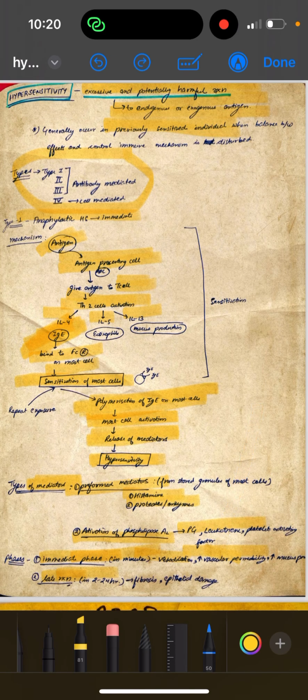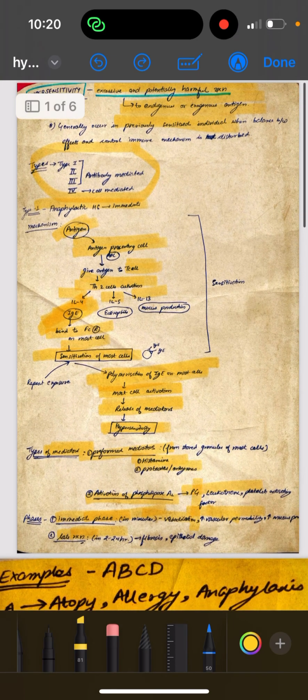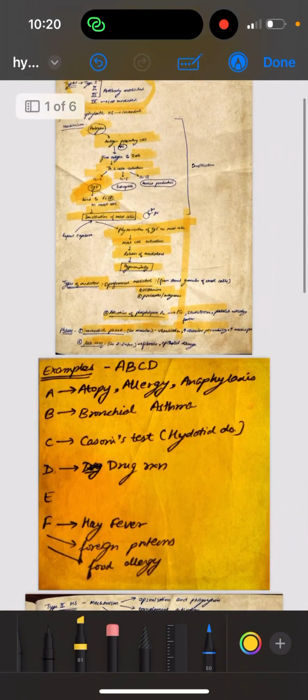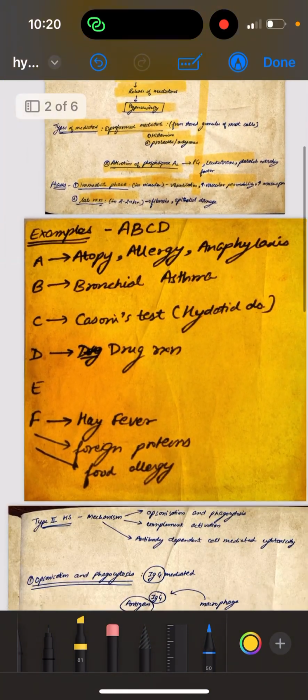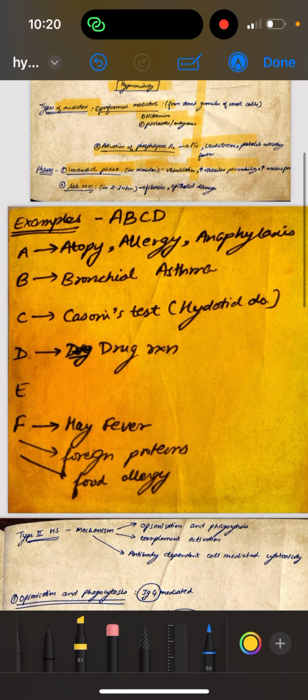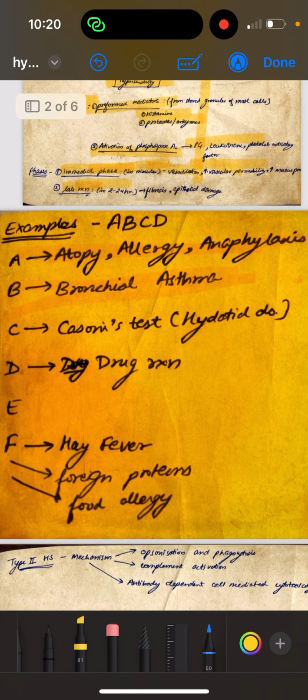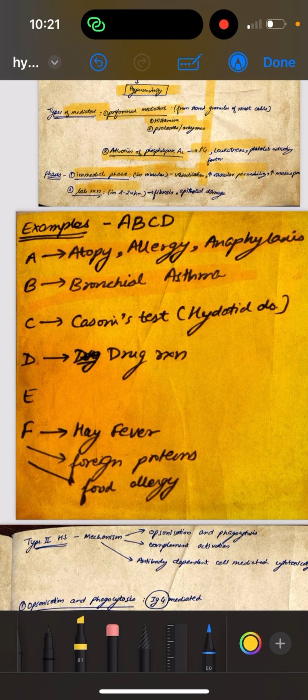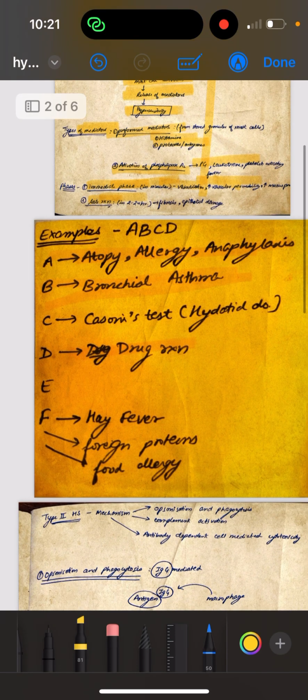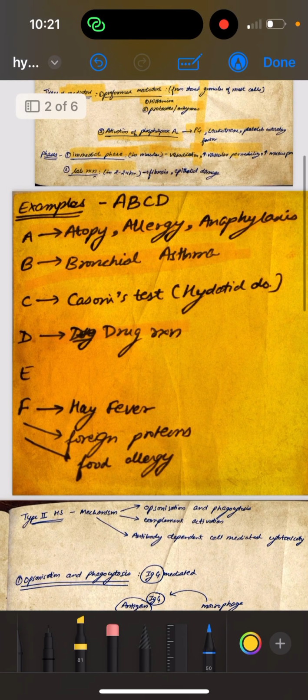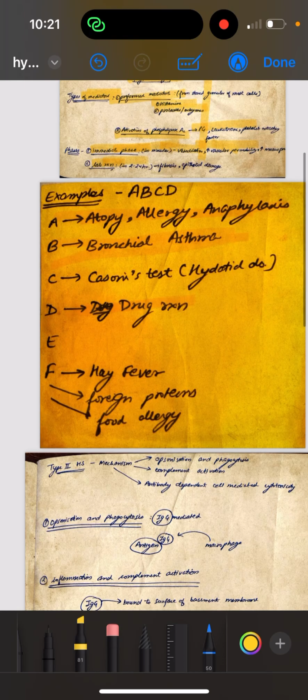Now what we have to remember are the examples of hypersensitivity 1. You can remember this mnemonic, ABCD. A for atopy, allergy and anaphylaxis, B for bronchial asthma, C for Casoni's test, usually done in hydatid disease, that you'll read in micro. D for drug reactions, and F for hay fever, F for fever you can remember hay fever. Then foreign proteins or food allergy and all that.